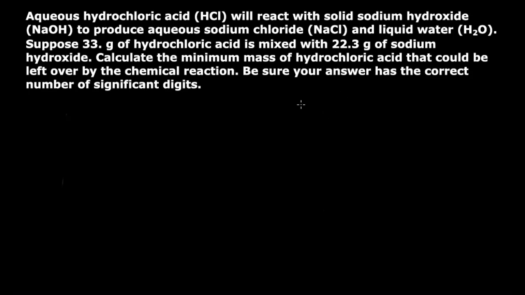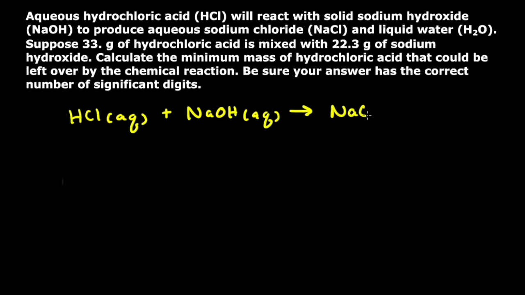So the first thing I'm going to do is write down the balanced chemical reaction for this. And this reaction's got HCl here, and that's going to be aqueous. So I'm going to put AQ, and then we're going to add that to this sodium hydroxide, or NaOH, and that's also going to be aqueous. And then that's going to produce, so I'm going to make this arrow right here, and it's going to produce NaCl, and that's going to be aqueous. And then it's also going to produce this liquid water. So I'm going to write down H2O, and then I'm going to put an L here for liquid.